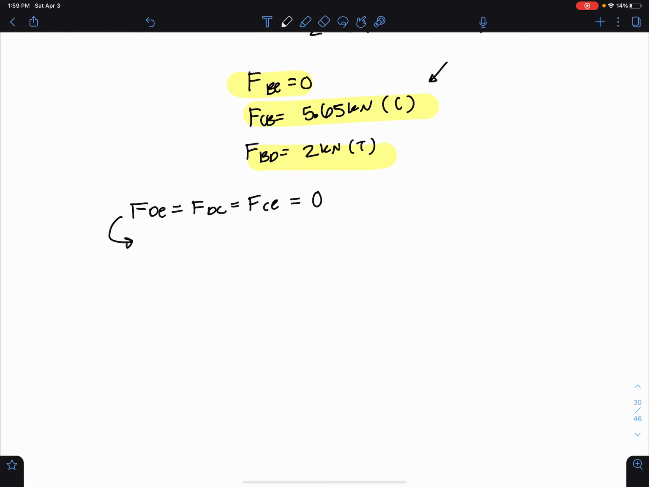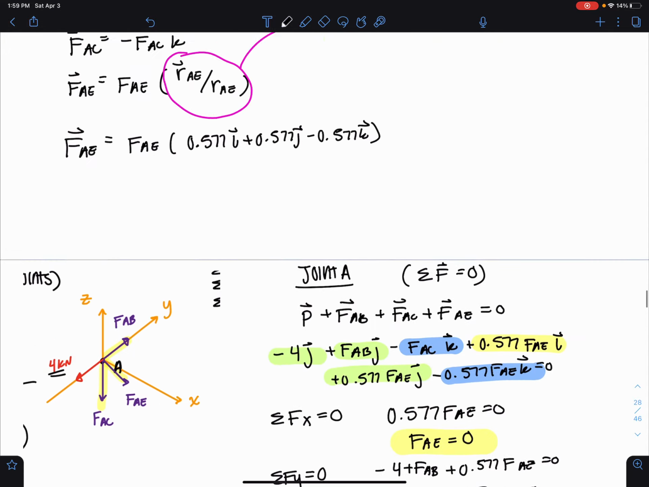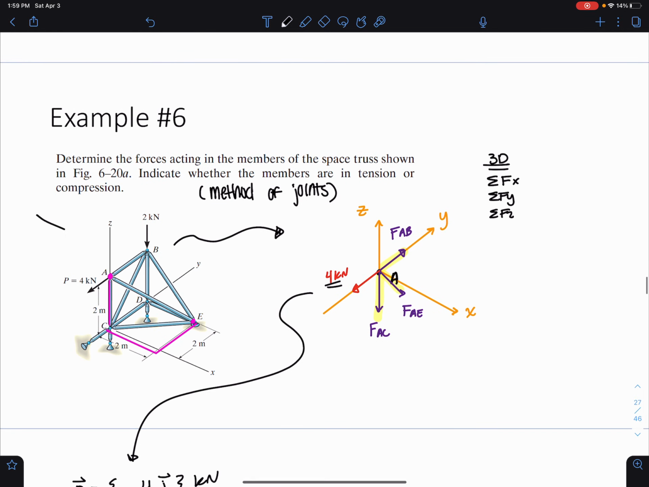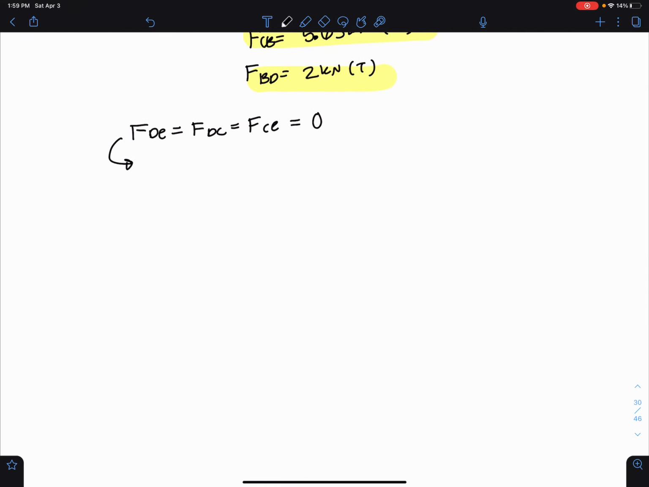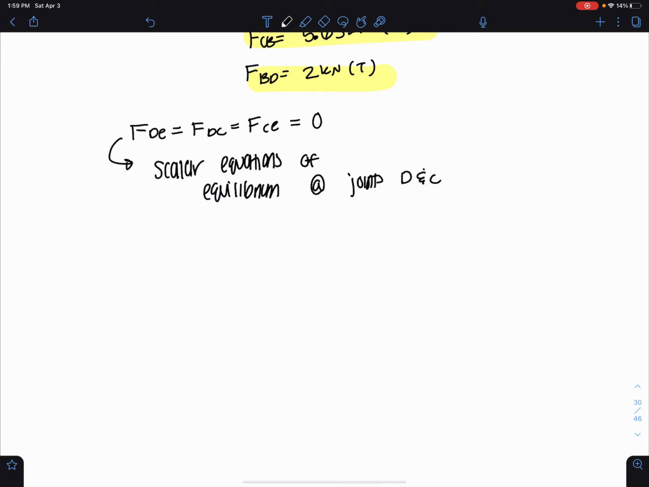All you have to do is go back to the original FBD, go back to our original problem here. And now vector analysis doesn't need to be applied because we've already solved for so many of these forces. Just apply scalar equations of equilibrium at joints D and C. So isolate D and C, apply the scalar equations, and you will solve for all of these to be 0 as well.